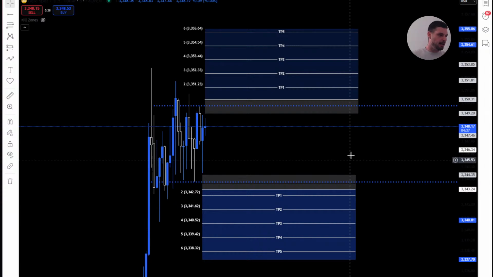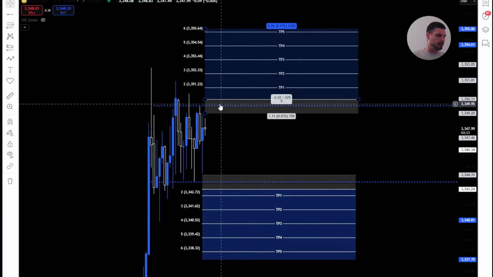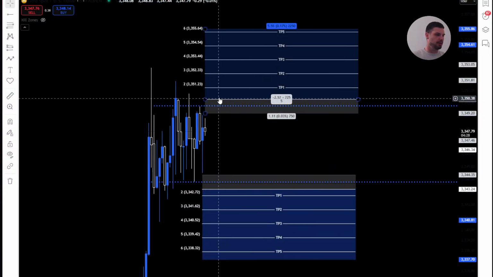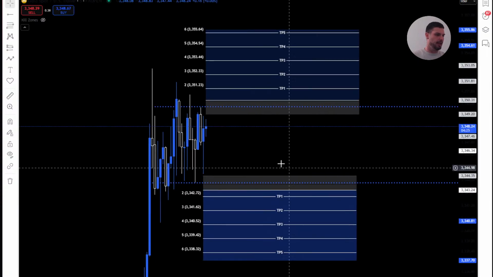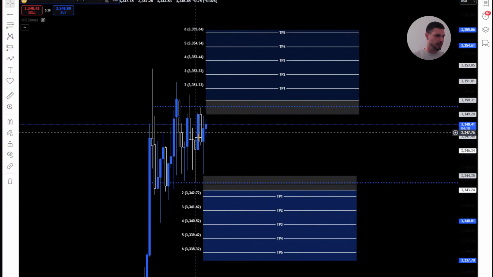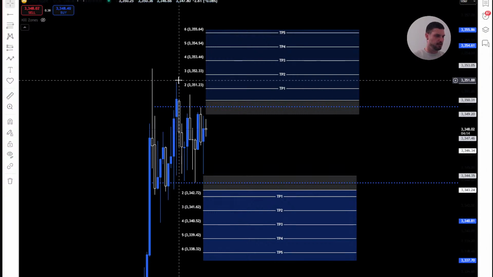What I've done here, if in the next 5-10 minutes we don't break this zone, or we don't break our resistance level or our support level, I've just put this as a buy stop order in, and I've put a sell stop order in, and I will be setting a take profit on the buy stop order. I'll be setting a take profit of TP2 because of this zone here, that zone there.